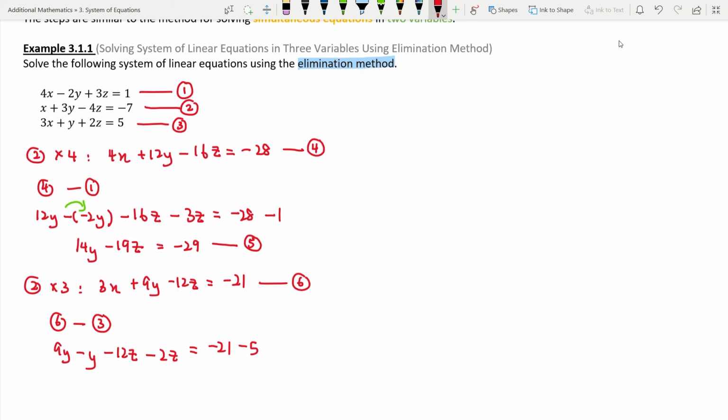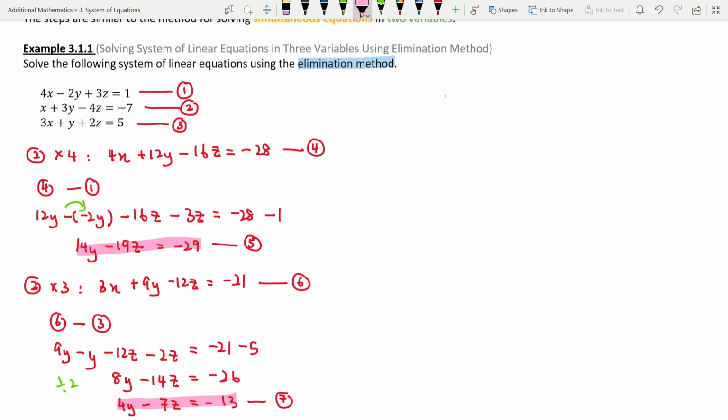We simplify the equation. 8y minus 14z is equal to negative 26. We can further simplify this equation by dividing by 2. 4y minus 7z is equal to negative 13. We let it be equation 7. Now equation 5 and equation 7 contain only two variables, which are y and z.